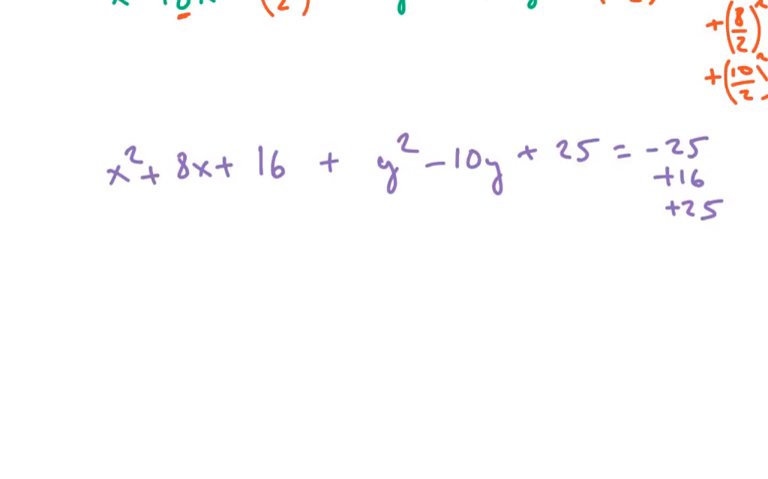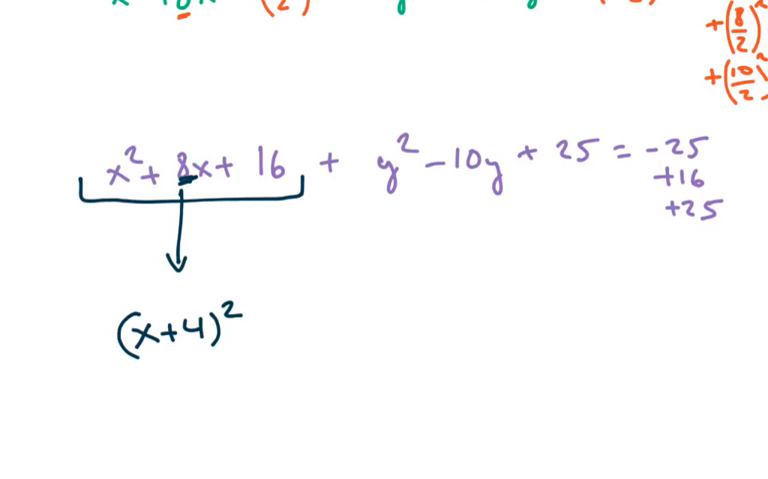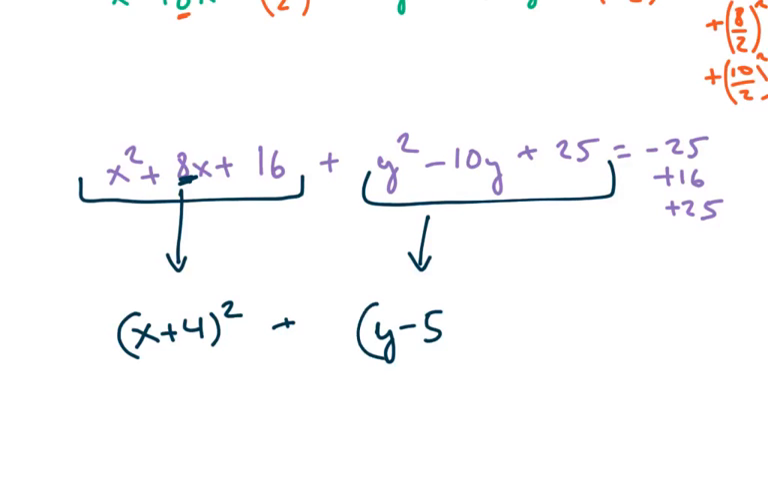And the whole point of completing the square is this value here becomes (x plus 4) squared, and that comes from the fact that it's just this value divided by 2, and the same thing over here. This becomes (y minus 5) squared. And the negative 25 and the positive 25 cancel out, so it's just 16.